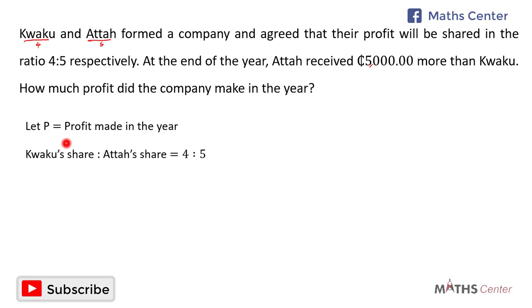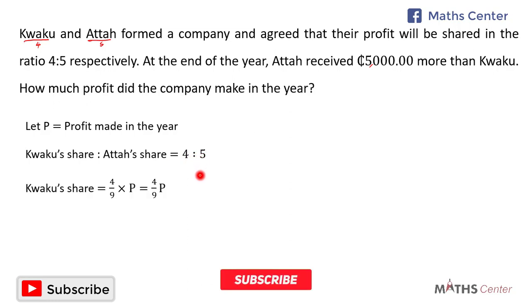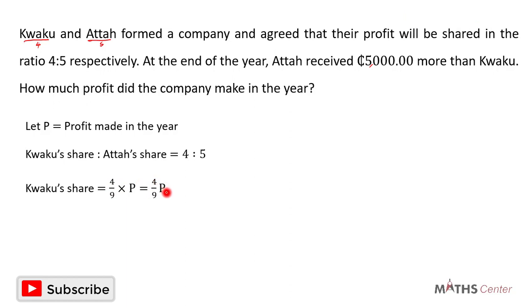From the question, we know that Kweku's share to Atta's share is 4:5. Kweku's share will be equal to his part of the ratio, which is 4, divided by the sum of the two, so 4 plus 5, which is 9, times the profit that was shared. So Kweku's share will be equal to 4 divided by 9 times the profit, which we have represented with P. So 4 divided by 9 times P, and this will give us 4/9 P.